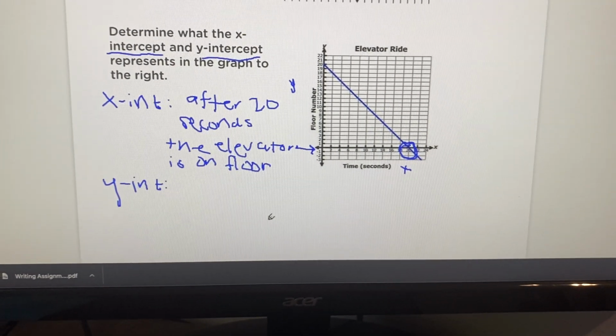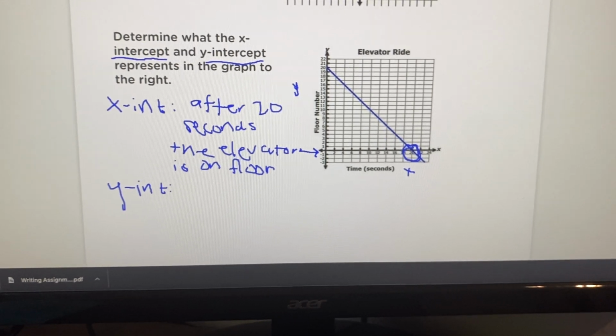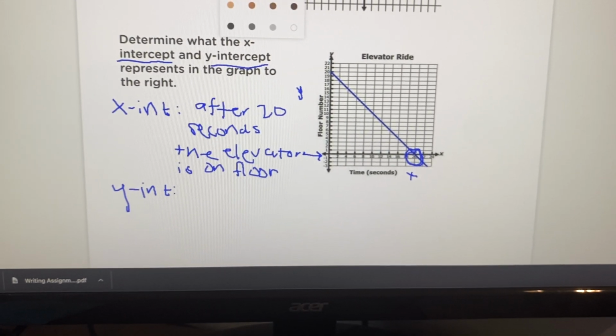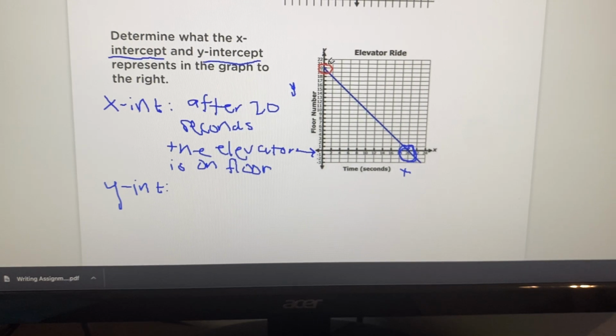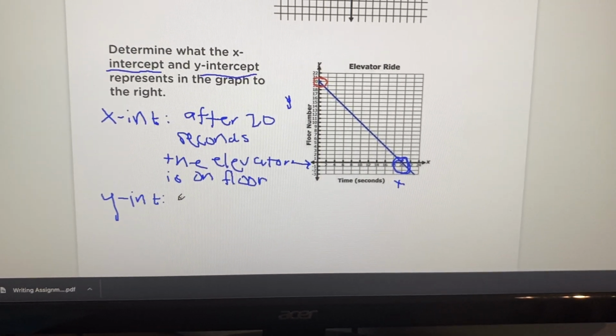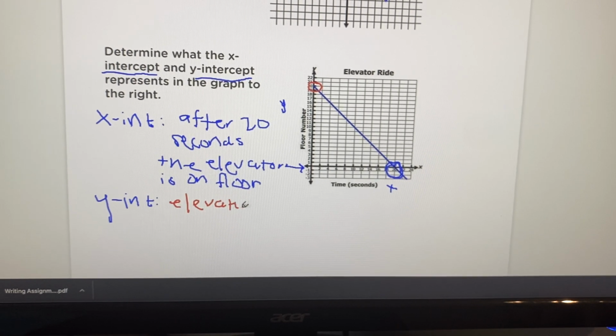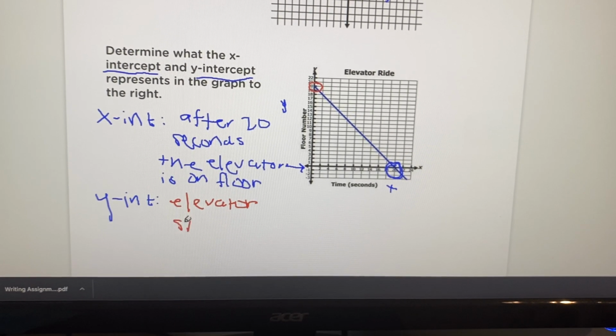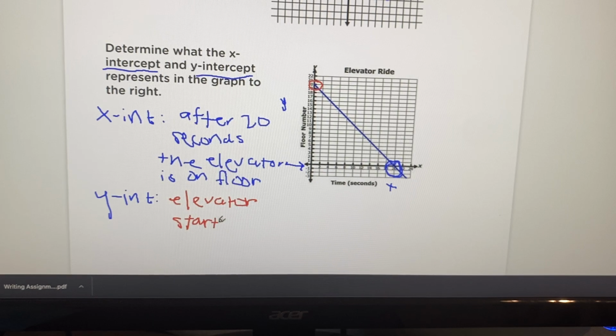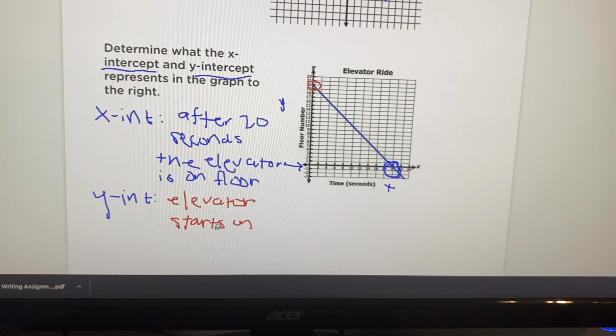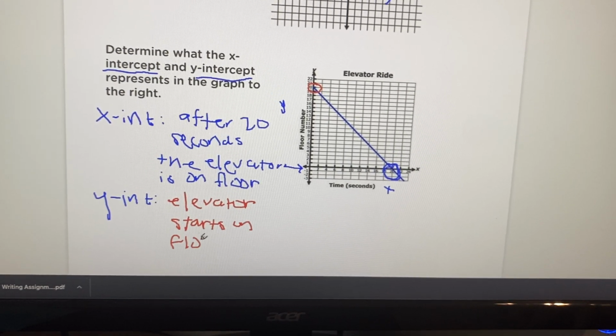All right, so then we want to talk about, well, what is the y-intercept? Well, the y-intercept I'm going to circle in red. That's at 20. So that is saying that the elevator starts on floor 20.